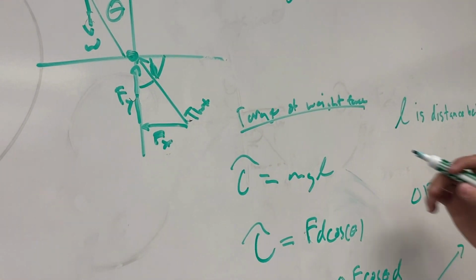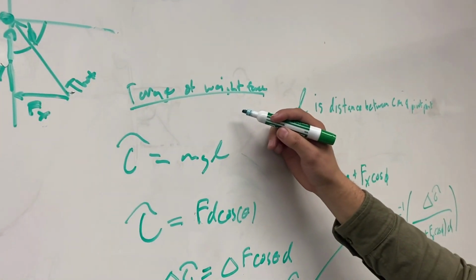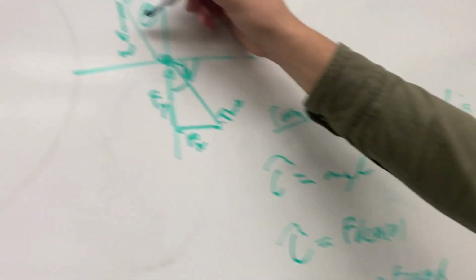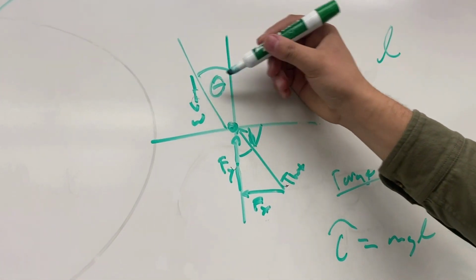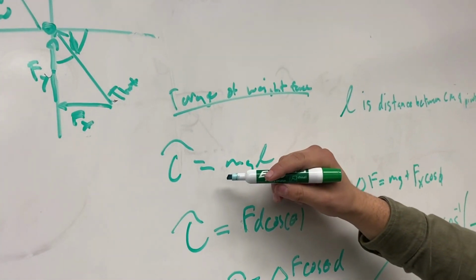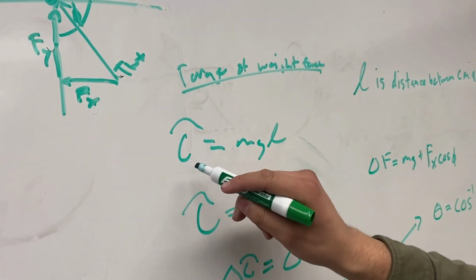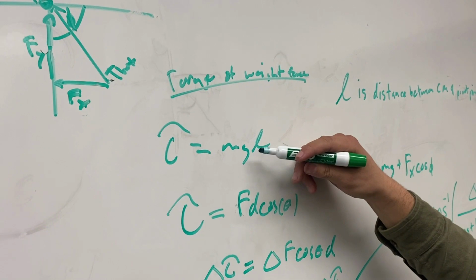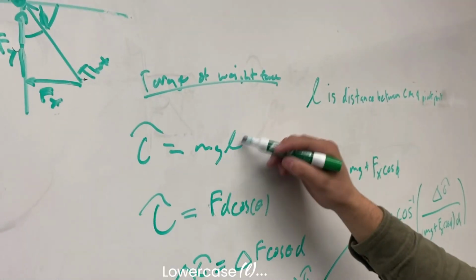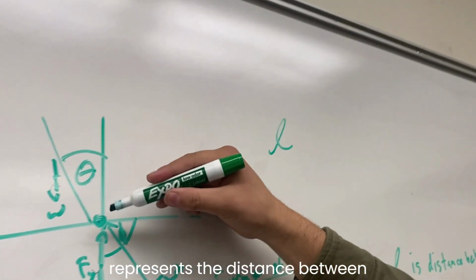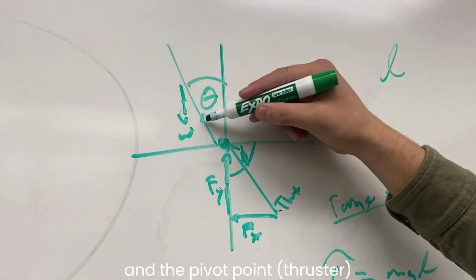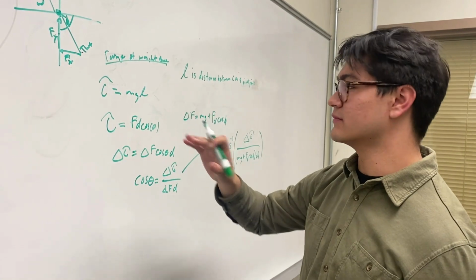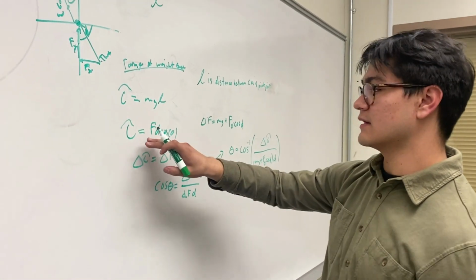So we can start analyzing this by looking at some torques. The torque of our rocket with this angle theta can be represented by this equation. Torque is equal to the mass of the rocket, times the gravitational constant, times the length to the center of mass, which is maybe at this point, and that's going to change over time. That's the torque of the weight force.